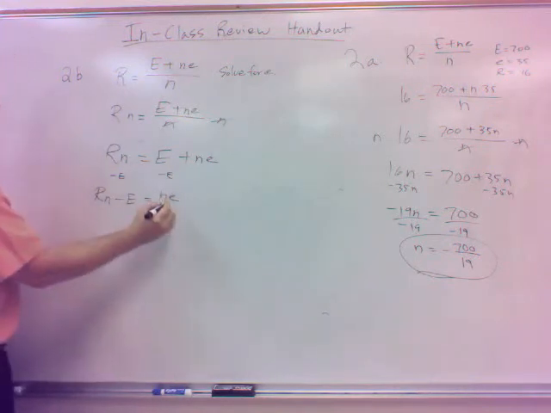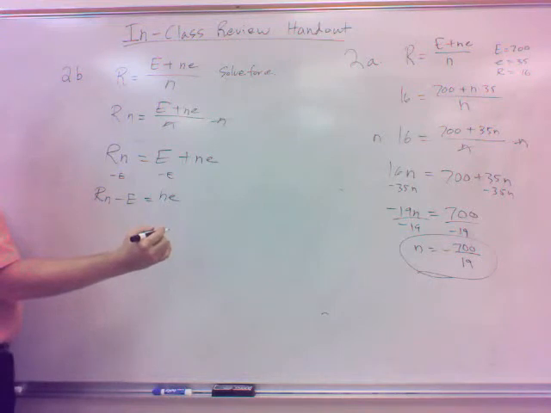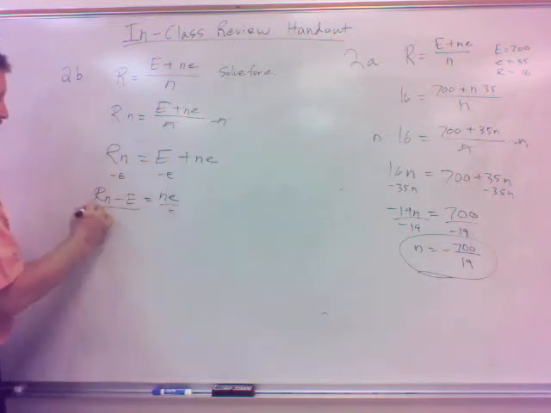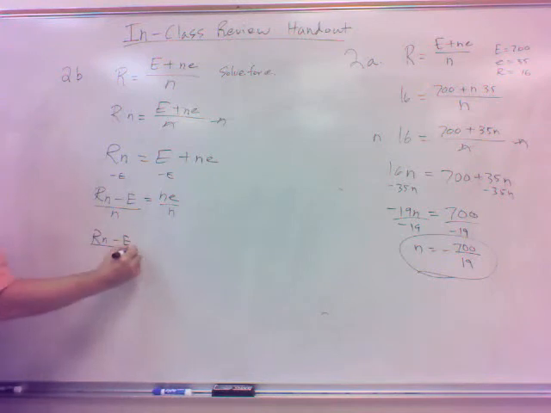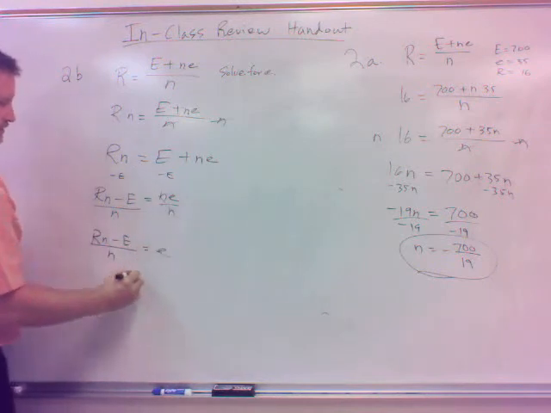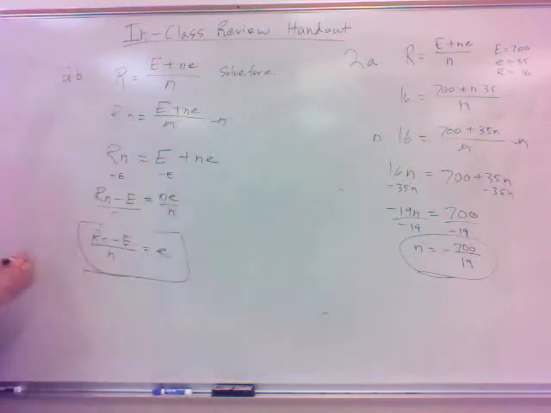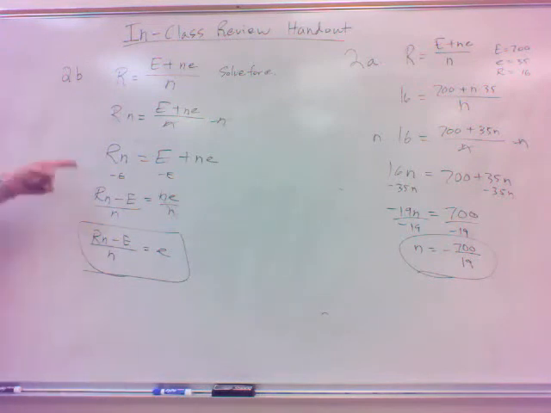And that's n times little e, isn't it? So what would I do with the n? Divide by n. Rn minus e over n equals e, little e. Rn, nr, that could be nr, sure. Yeah, I did that the other way there. Okay? All right? Good.